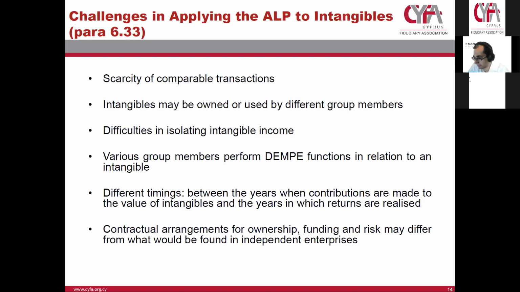And so we may have also various group members performing DEMPI functions. There are also interesting and very complex problems around timing. So you may have a period where a lot of investment is put into developing intangibles, and these intangibles will only generate significant returns in later years. What if the intangible is transferred at this stage? That can create a lot of uncertainty about how much returns will actually be generated.